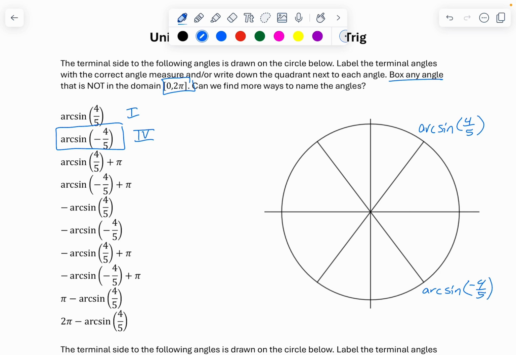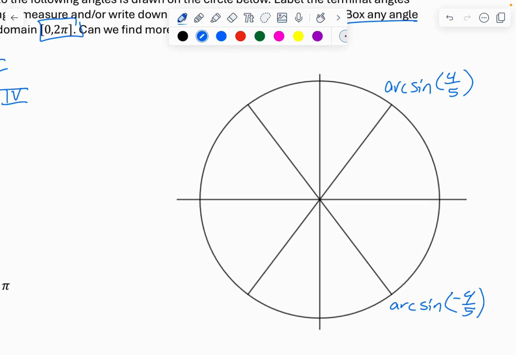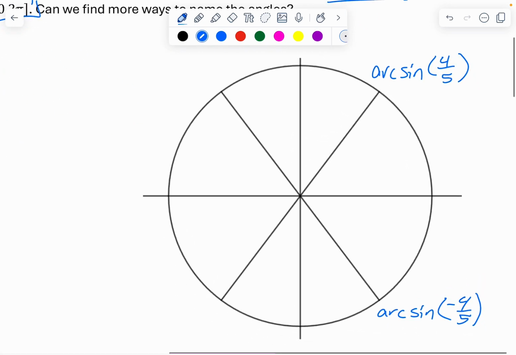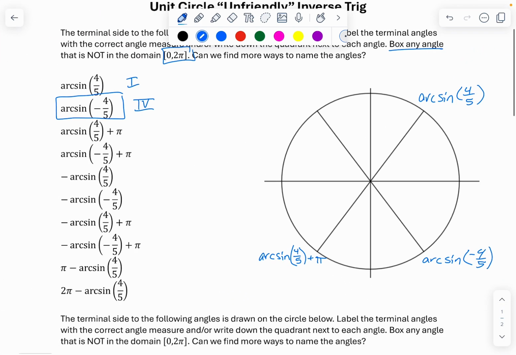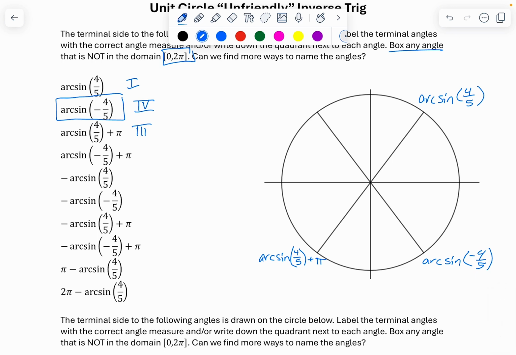Okay, so what happens if I'm at arc sine of 4/5 and I add pi? Arc sine of 4/5 we just put in quadrant 1. When I add pi, I am now at arc sine of 4/5, maybe we could put the parentheses, we don't really have to, but it makes things a little clearer, plus pi, so that puts us there in quadrant 3.